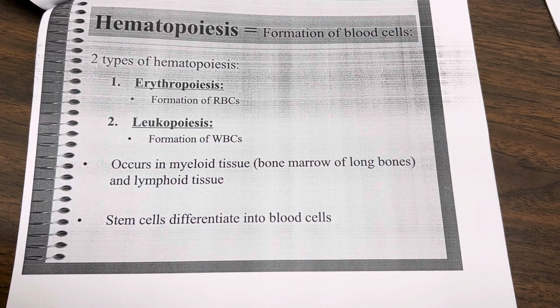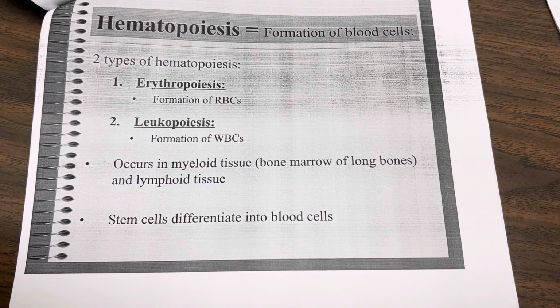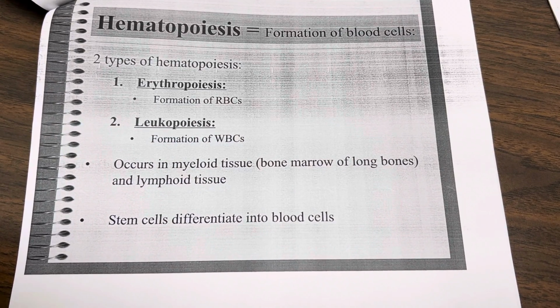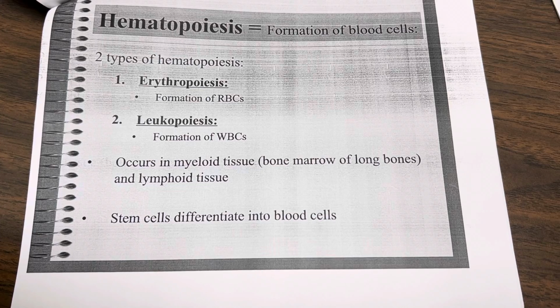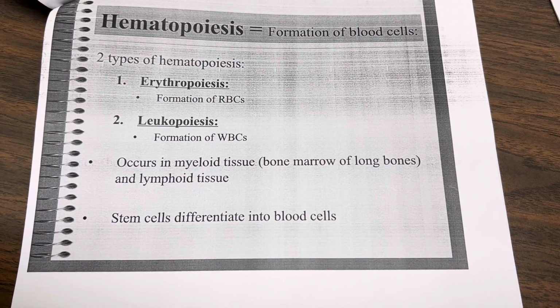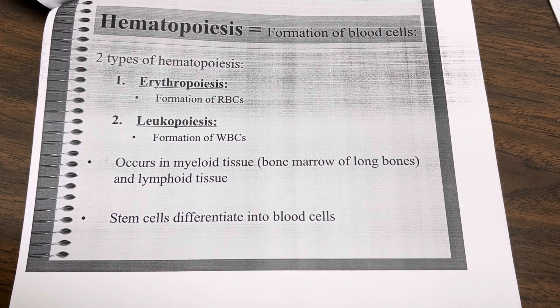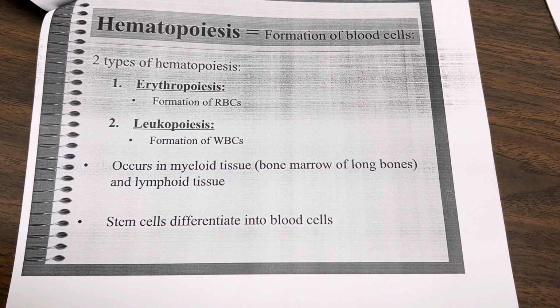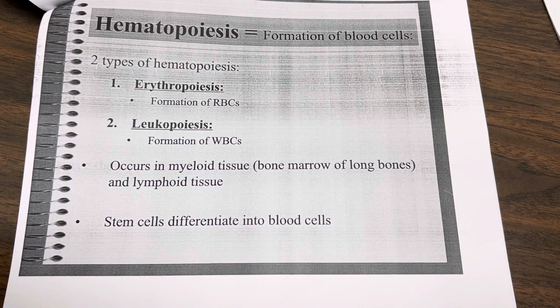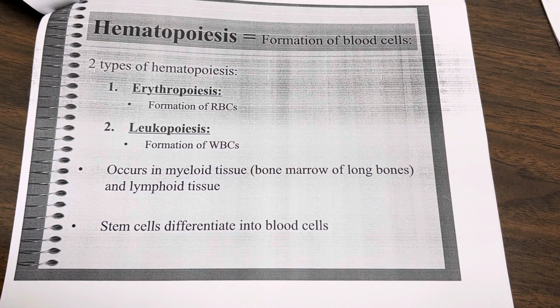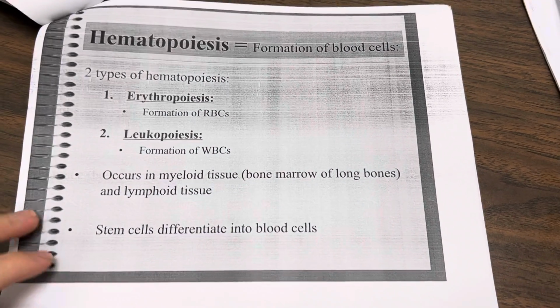Erythropoiesis is the formation of red blood cells. Leukopoiesis is the formation of white blood cells. Erythropoiesis and leukopoiesis occur in myeloid tissue, the bone marrow of long bones, and lymphoid tissue. Stem cells differentiate into blood cells.